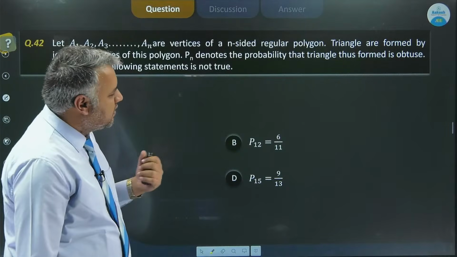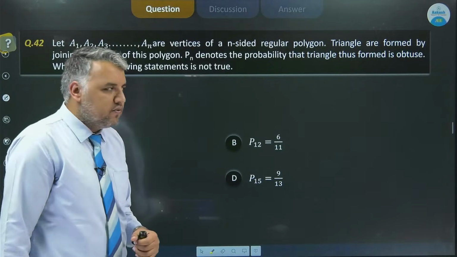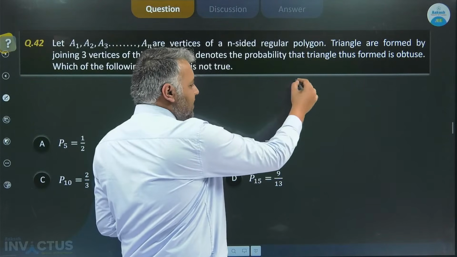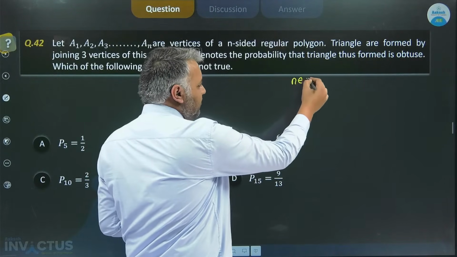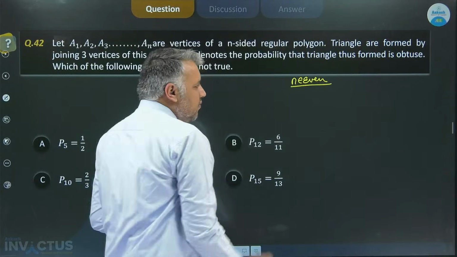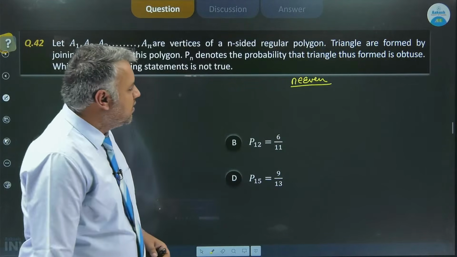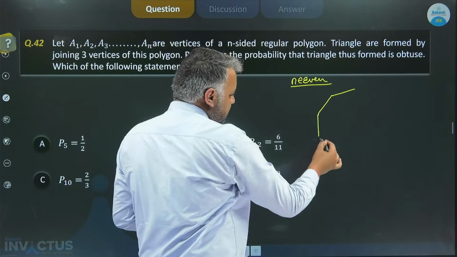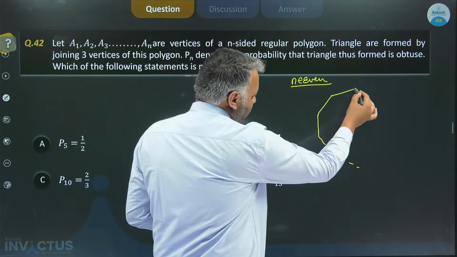So let's solve this in general form, in terms of n. Now this depends on whether n is even or odd. So first take the case that n is even. If n is even, then the polygon formed will be something like this.